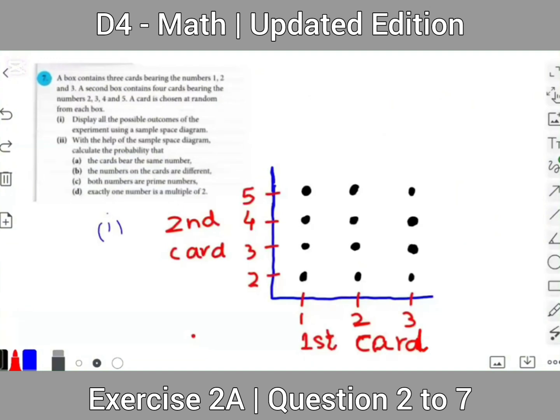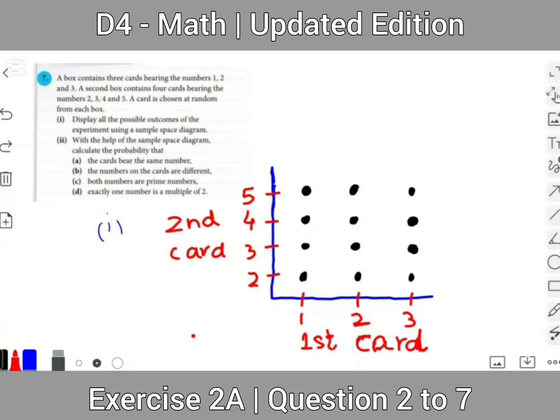A box contains 3 cards bearing the numbers 1, 2, and 3. A second box contains 4 cards bearing the numbers 2, 3, 4, and 5. A card is chosen at random from each box. In the first part, display all the possible outcomes of the experiment using a sample space diagram.